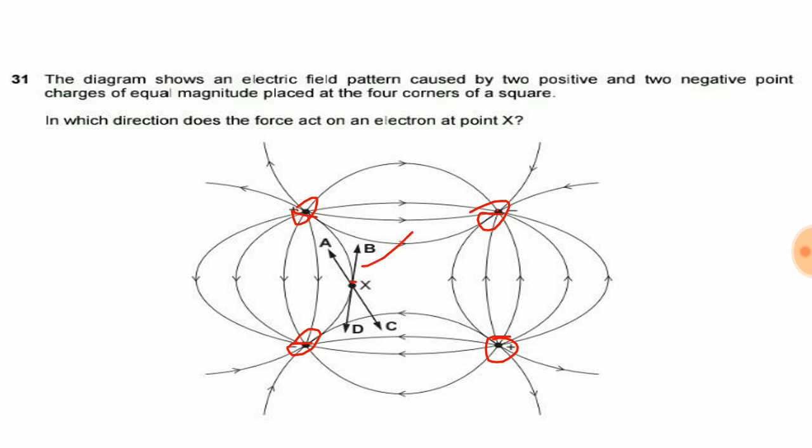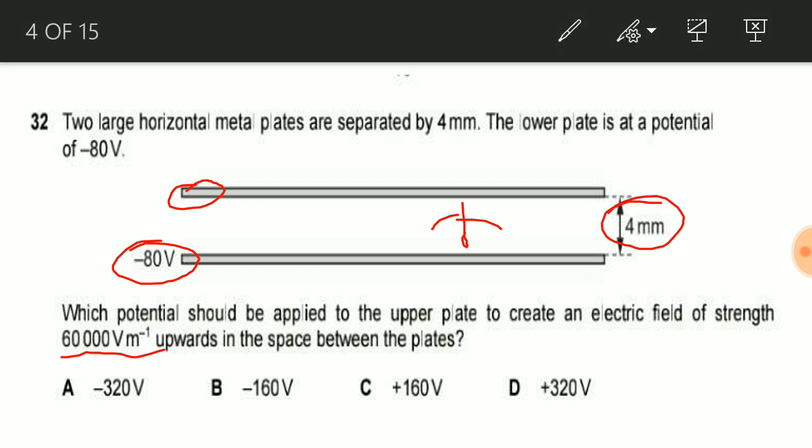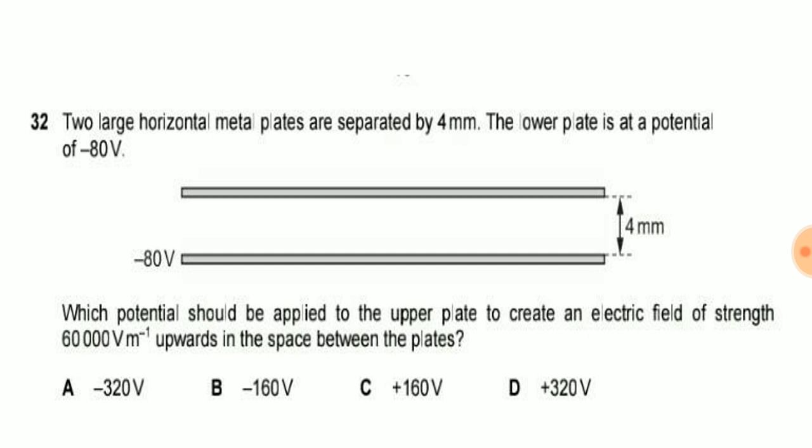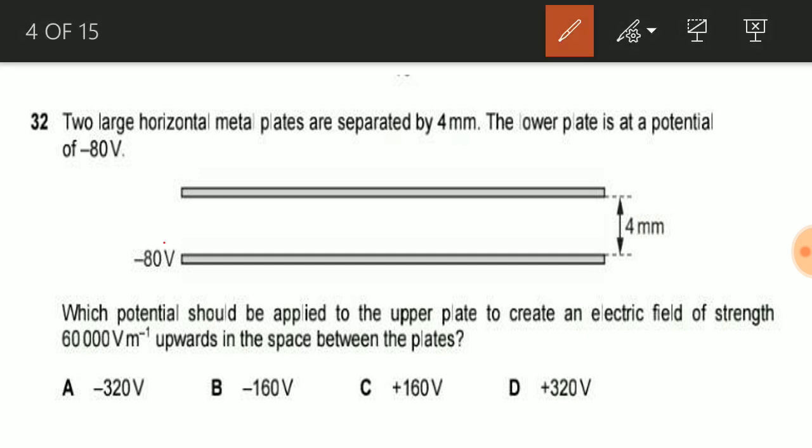Now let us move to question number 32. In this question, we are given 2 plates. The lower one is at minus 80 volt, and we don't know the potential or voltage of the upper plate. The electric field between the plates is 60,000 volt per metre, and its direction is upward. The separation between the 2 plates is 4 mm.